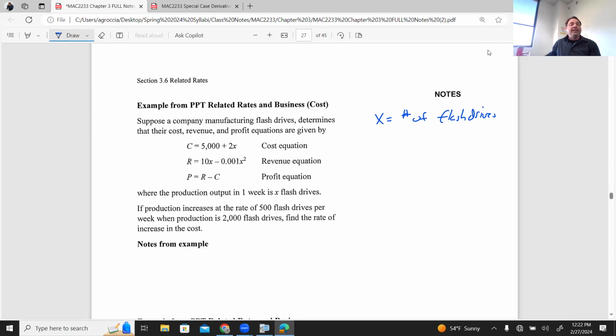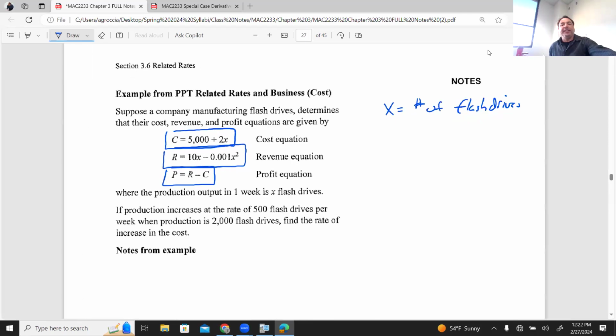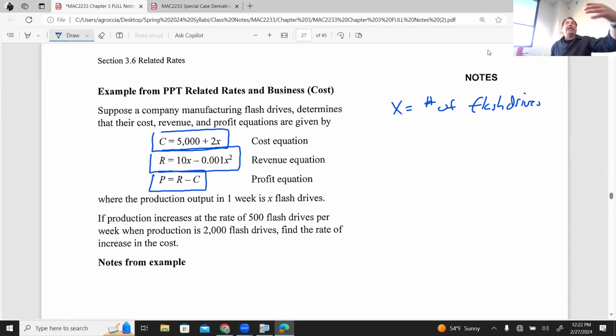And you figure out that your cost equation is 5,000 plus 2x. Your revenue equation is 10x minus 0.001x squared, and we know that profit equals revenue minus cost. Well, you're given some information here, and the information you're given is the rate of change, related rates. It tells you where the production of 1 week is X flash drives. So we know that X is number of flash drives.